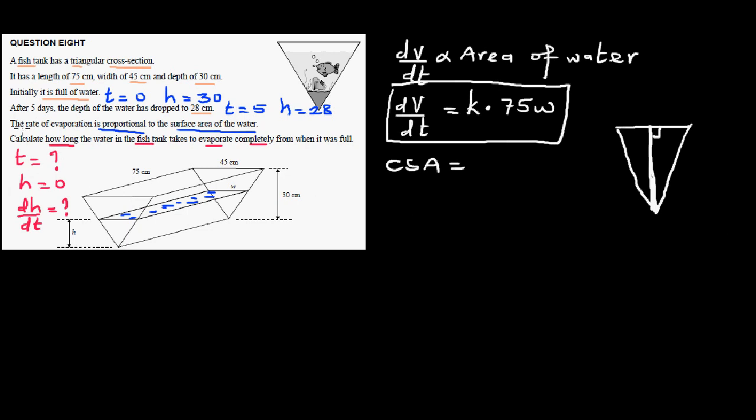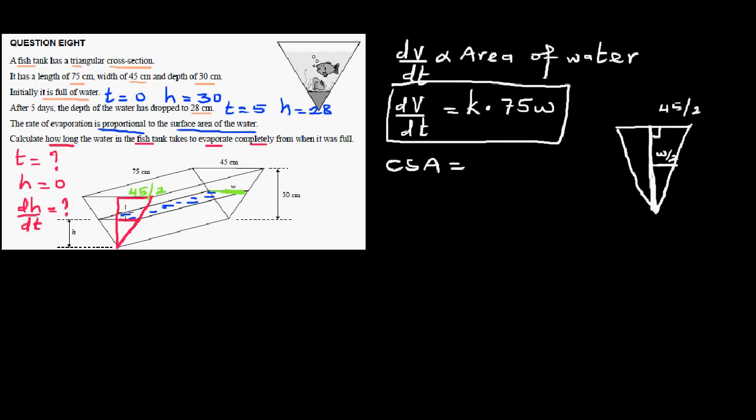So here, let me draw one more triangle. So if this is 45 over 2, this is half of 45. So this would be W over 2. This is going to be W over 2. So let me show this again here. So what I'm saying is, suppose you drop a perpendicular, and I'm drawing this triangle, this is the triangle that I'm focusing on. So if this is W, and this is 45 over 2, because the top width is 45, so this would be half of 45, and this is W.